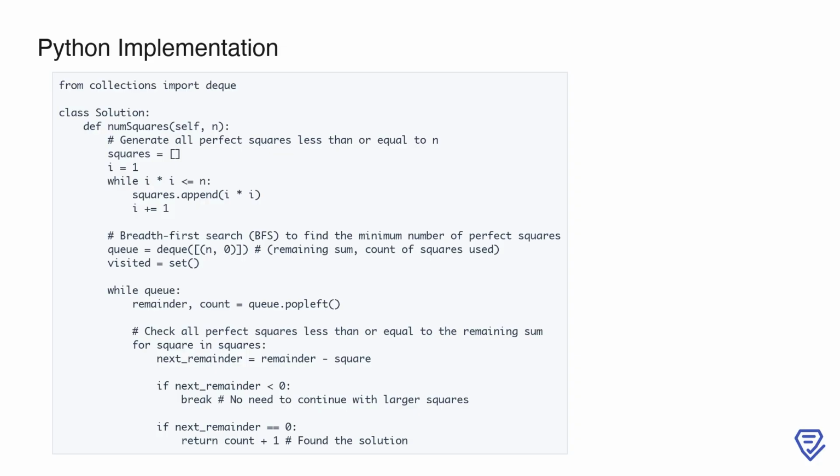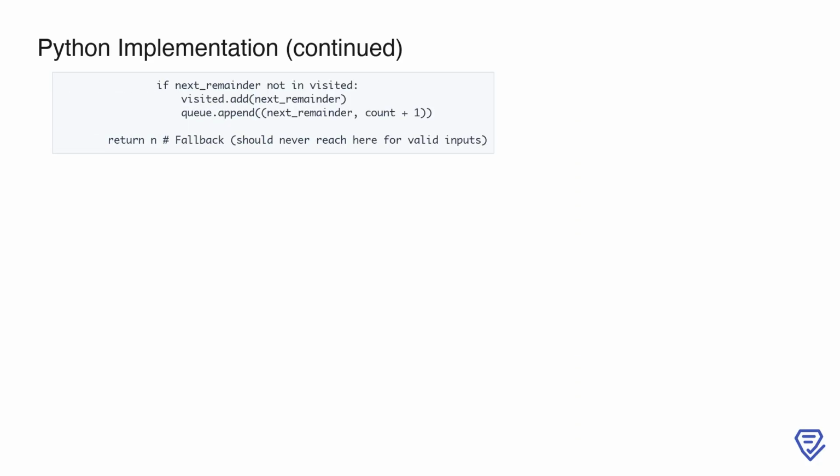Then, for each square in our squares list, we calculate the next_remainder by subtracting the square from the current remainder. If next_remainder becomes negative, we break out of the loop early since the remaining squares will only be larger. Finally, if next_remainder equals 0, it means we've found the solution, and we can return count plus 1, indicating the minimum number of perfect squares needed to sum up to n. If the next_remainder is greater than 0 but hasn't been visited yet, we add it to the visited set to mark it as processed.